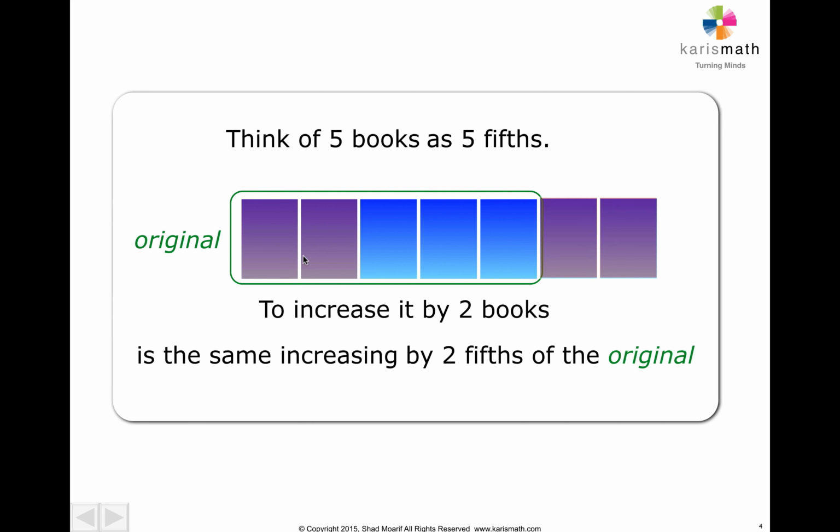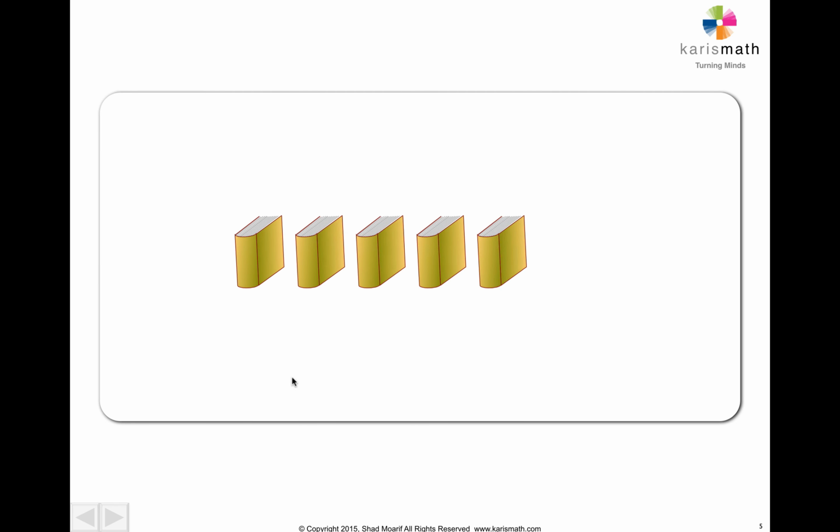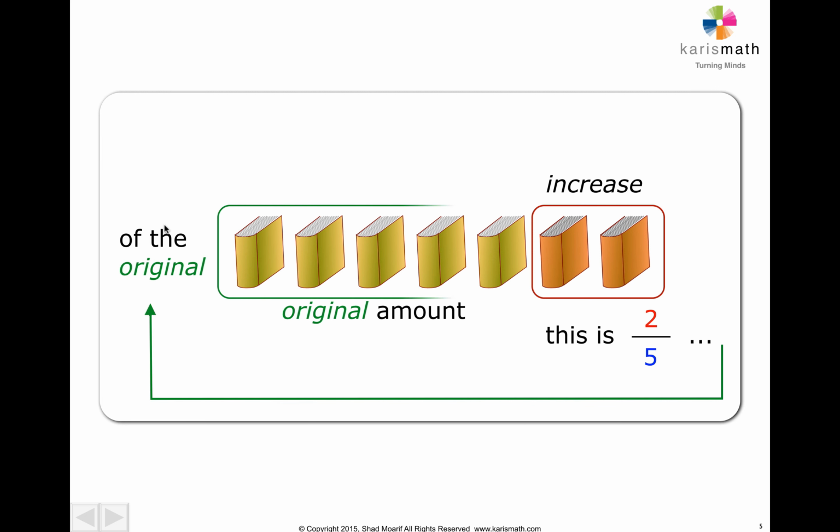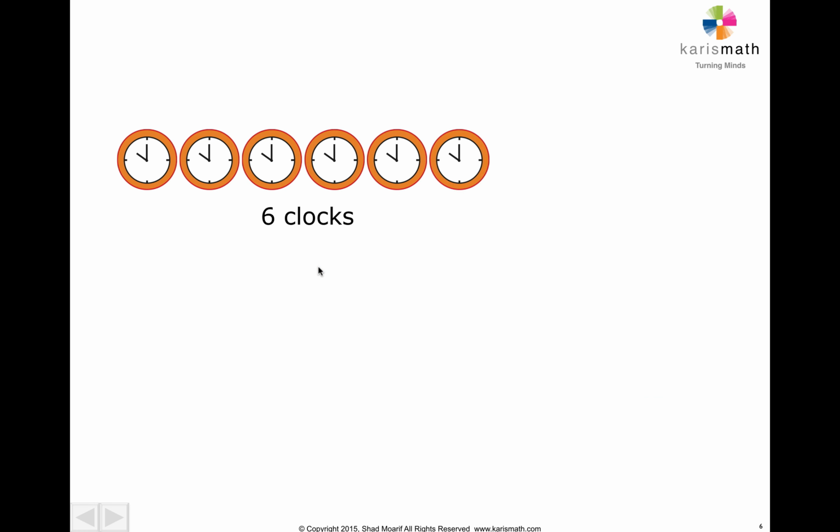So this is 2/5 of this original, which is what we added here. So we added 2/5 of the original amount of 5. So think like that, and it's not all that complicated. Here's 5 books again, the original amount. We increased it by 2. So this is actually 2/5, isn't it? Isn't it 2/5 of this original amount? Yes, it is. That's all we're saying. You got it? Good.